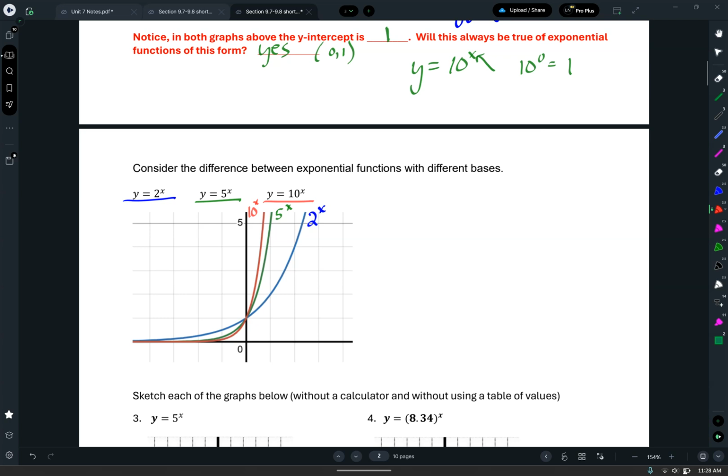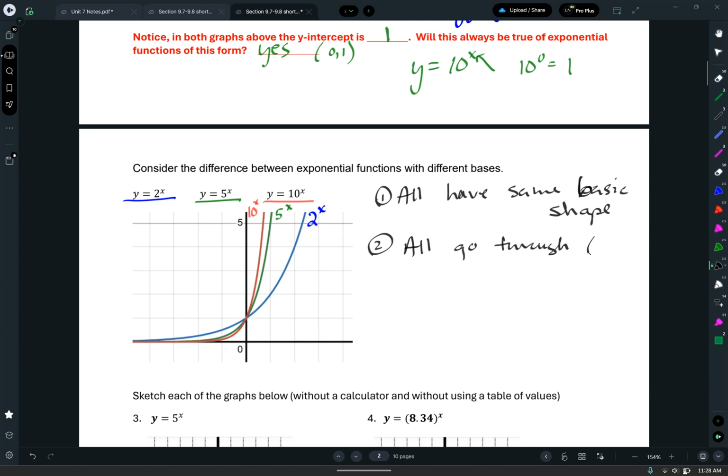So what do we notice about the similarities? Well, we could say they all have the same basic shape. I'm not saying that there aren't any slight differences, but it's the same basic shape. We could say they all go through that same y-intercept, right? (0, 1). Doesn't every single one of those go through that point right there at 1?